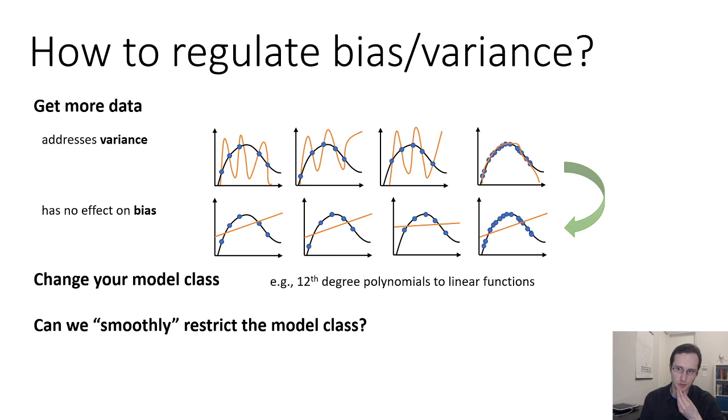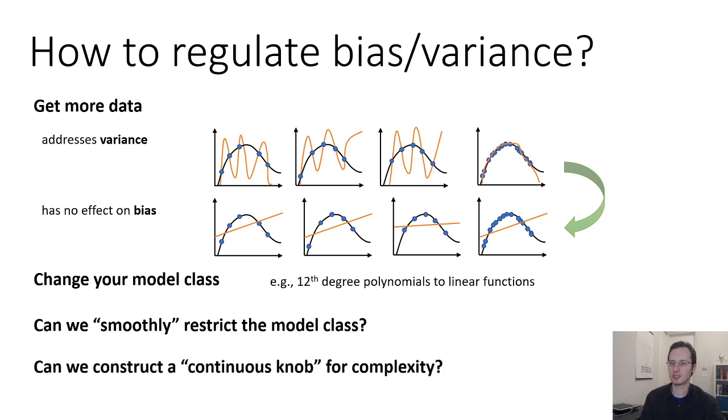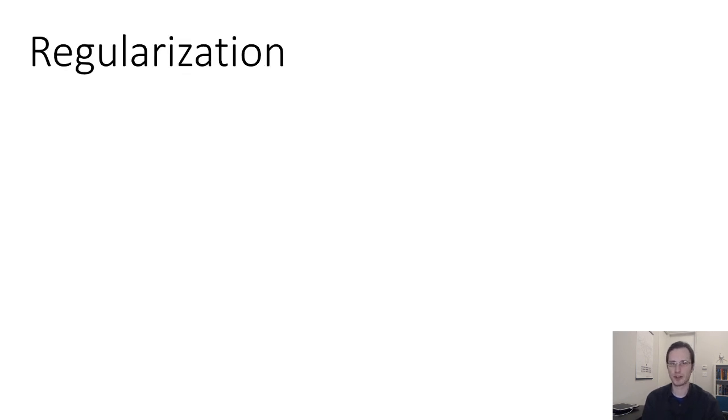But that's a very discrete choice. Can we somehow more smoothly restrict the model class? Maybe we really want 12th degree polynomials, we just don't want them to be quite so crazy, so peaky and jagged and sharp. Can we somehow construct a kind of continuous knob for complexity? So this is called regularization.